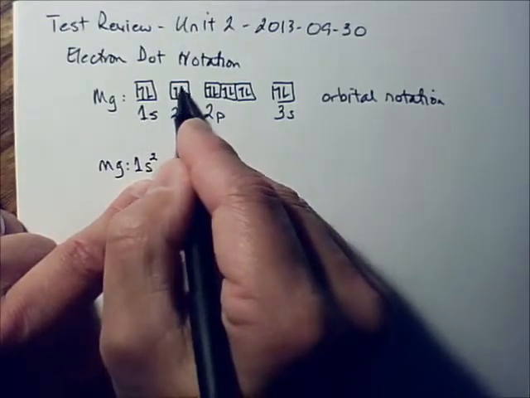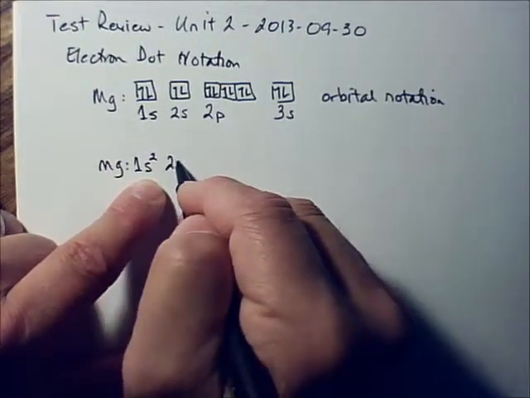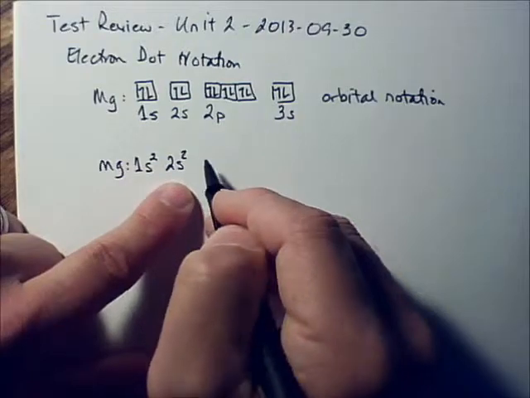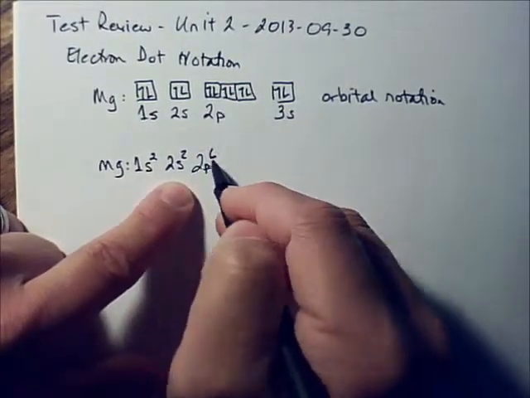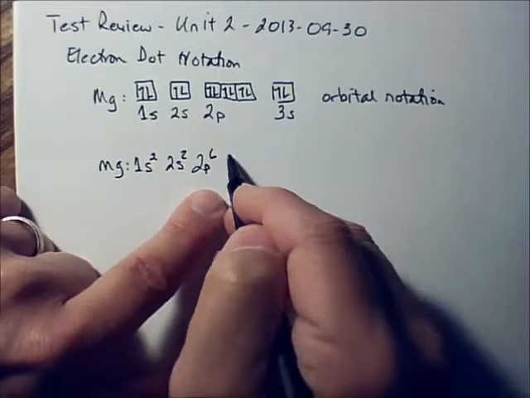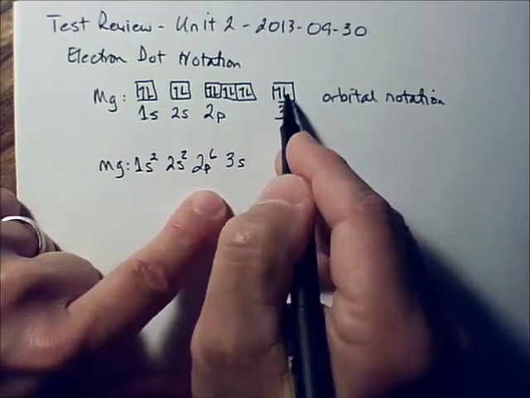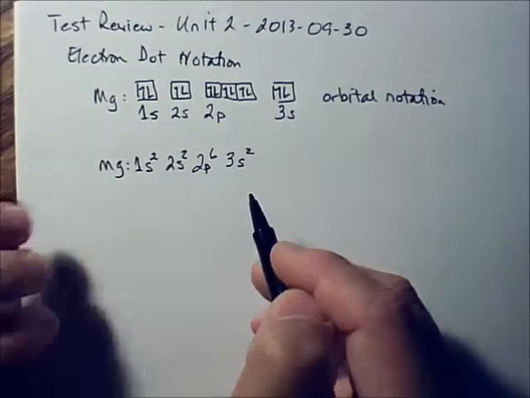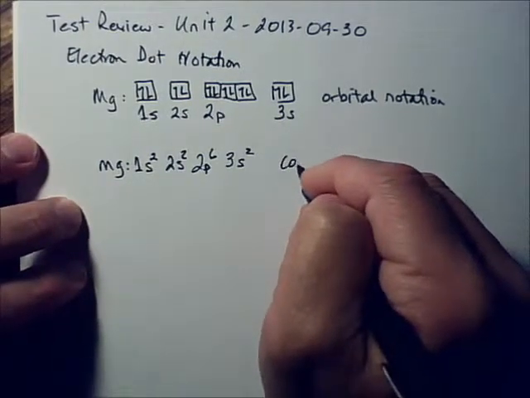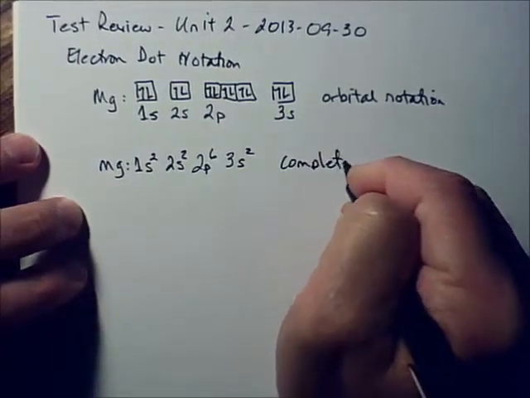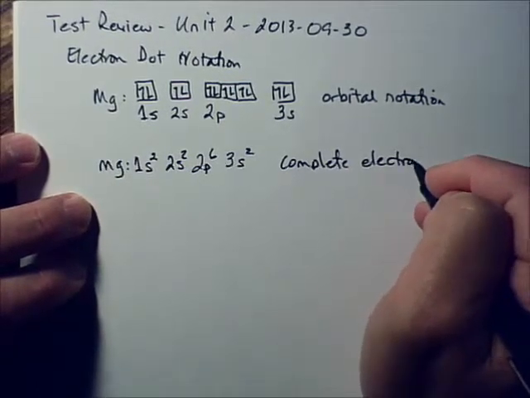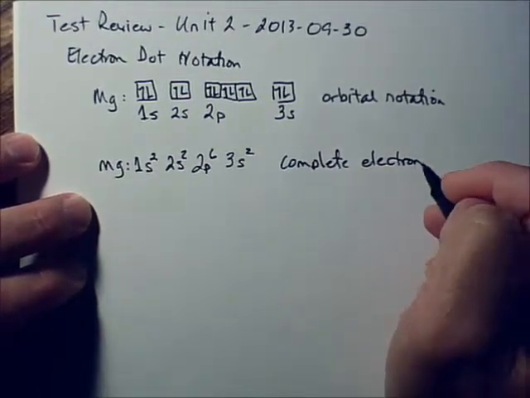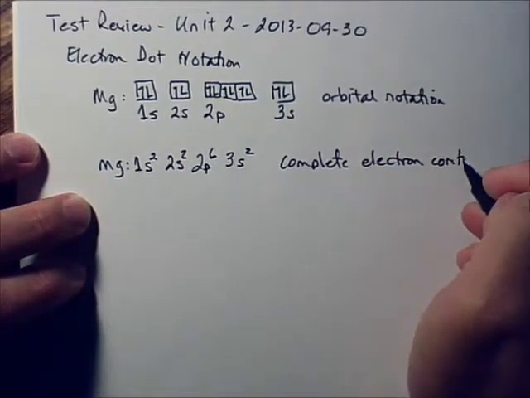And then 2s and 2p, 1, 2, 4, 6 electrons in 2p, 3s, and 2 electrons in 3s. So that's the complete electron dot notation. I'm sorry, not the electron dot notation, the electron configuration.